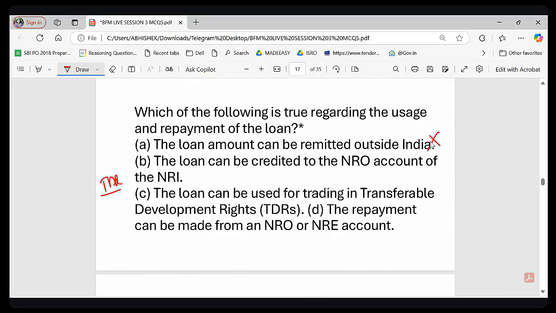Here is another question for you. Can the proceeds of the loan be credited to the NRO account of the NRI? Who is the NRI here? I think Mr. Arjun is the NRI. So can the proceeds of the loan be credited to the NRO account of the NRI? Type yes or no in the chat.